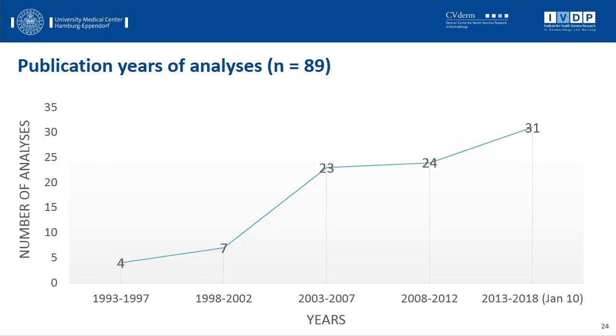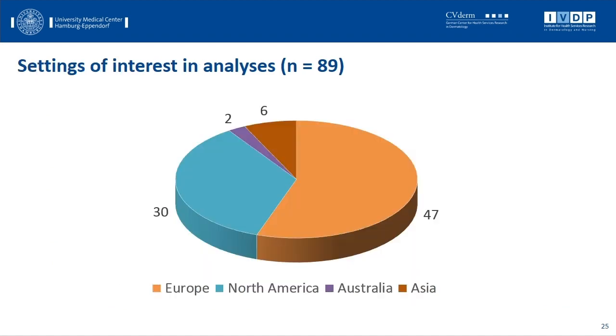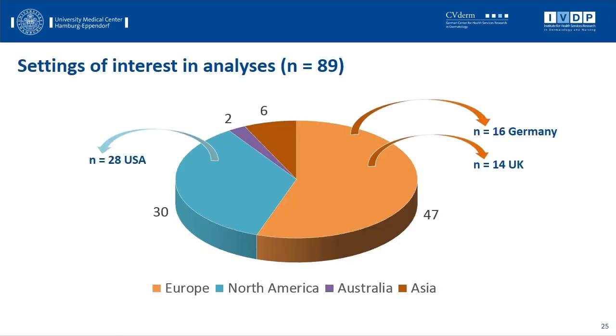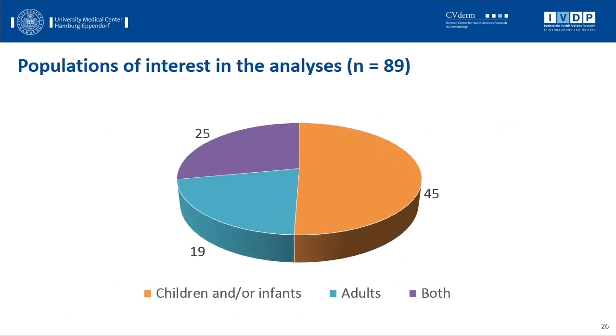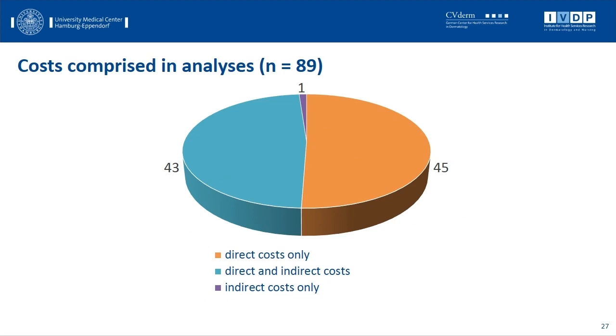Focusing on the years and on the settings of the analyses included, we can see that the interest in health economic research has increased over the years and is most popular in the US, followed by Germany and the UK. In German language were 2 articles of the 89 analyses included, by the way. Most analyses targeted children, whereby 13 analyses dealt with the prevention of atopic dermatitis in infants. And only in half of the analyses included, indirect costs were also included, although we know that indirect costs have a high influence on the total economic burden of atopic dermatitis.